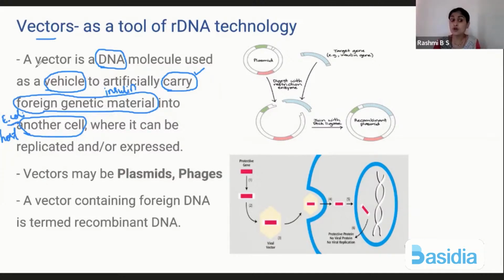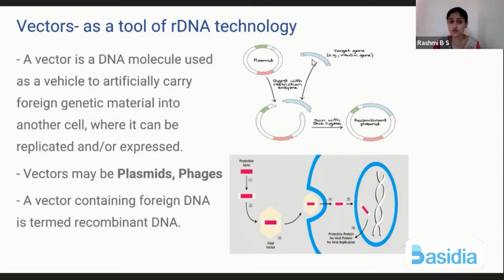So you know a lot about vectors by this time. Then what can we use as vectors? Vectors may be plasmids or phages. Children, phages are nothing but a group of viruses, right? And plasmids, tell me what is plasmid? Plasmids are extrachromosomal DNA, which you get mostly in bacteria. Before discussing plasmid as a vector, let us learn some important characteristics of plasmids.